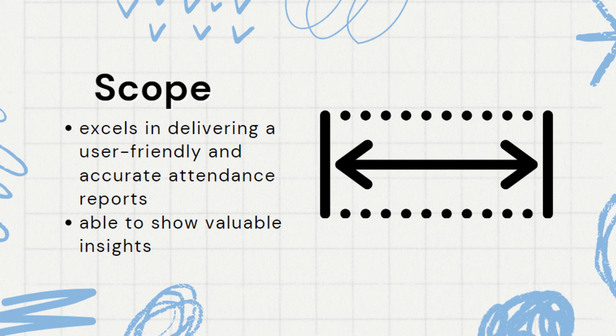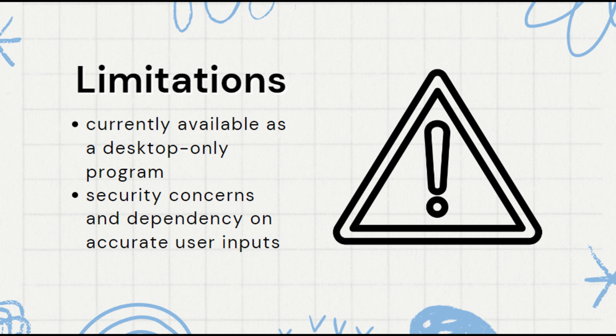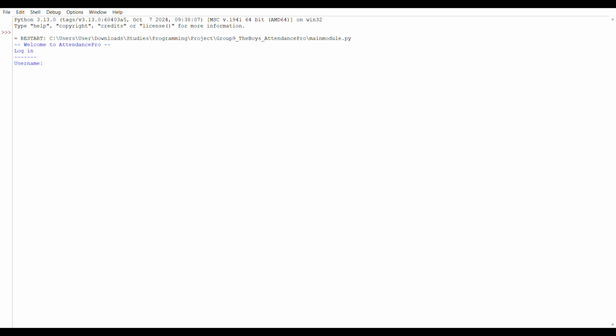Moving on to the scope of the program, our program excels in delivering a user-friendly and accurate attendance report. Other than that, it is also able to show insights which can be very useful for a company to identify potential challenges. However, one of the downsides of our program is that it is currently available as a desktop-only program with limitations such as data security concerns and dependency on accurate user inputs. As a demo, we will be showing you the overview of how the program looks like to the users.